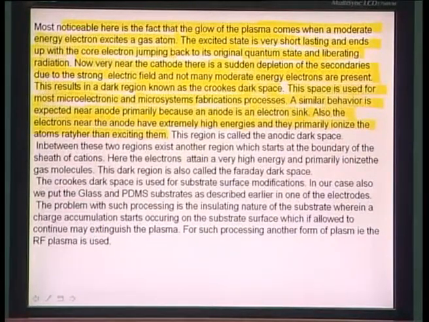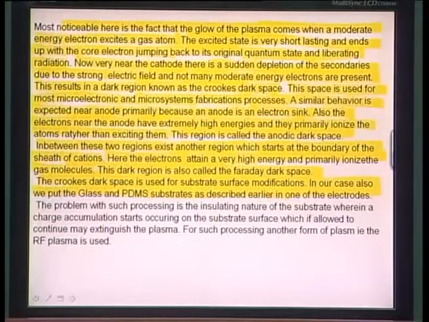Okay. And so this is also known as the anodic dark space, and in between those two regions there exists another region which starts at the boundary of the sheath of cations. Okay. And here the electron attains a high energy and primarily ionizes the gas molecules. This dark region is called the Faraday dark space.